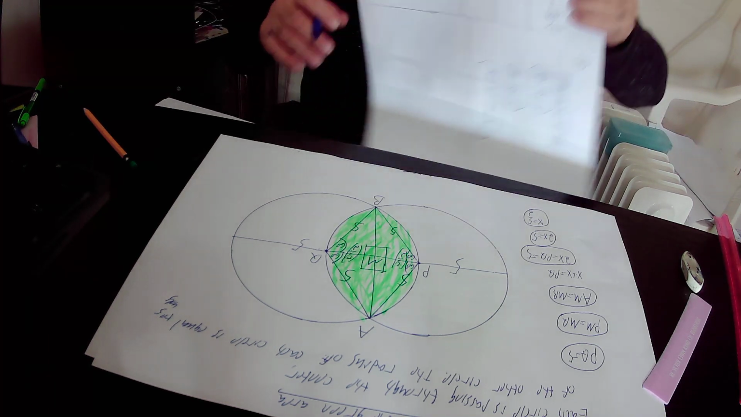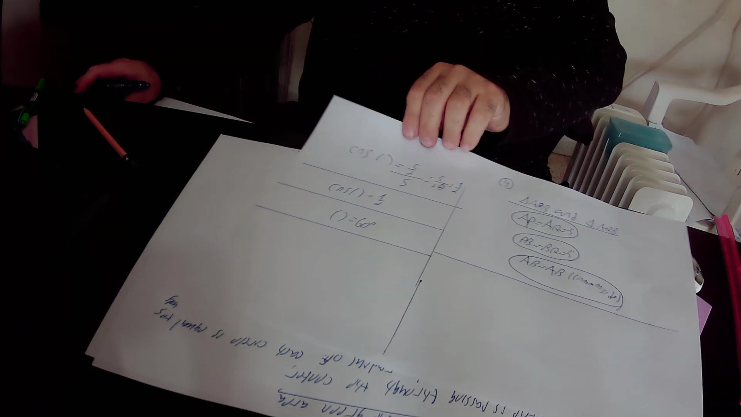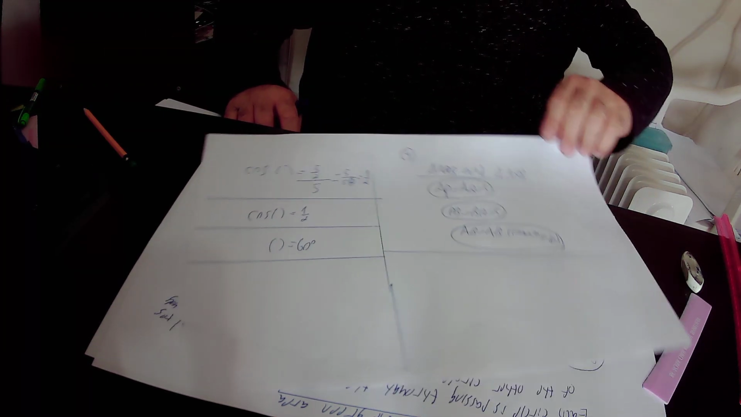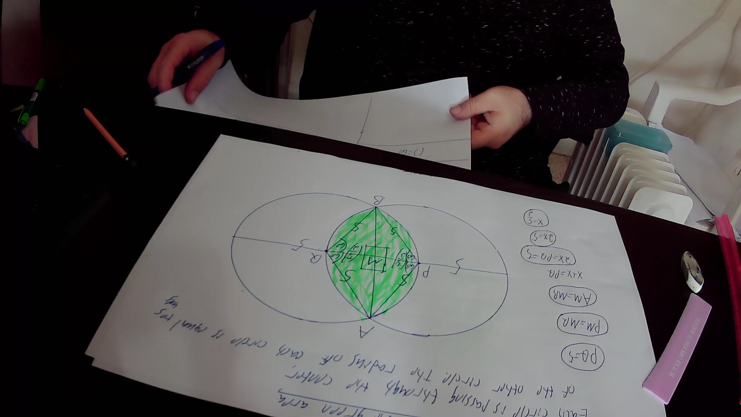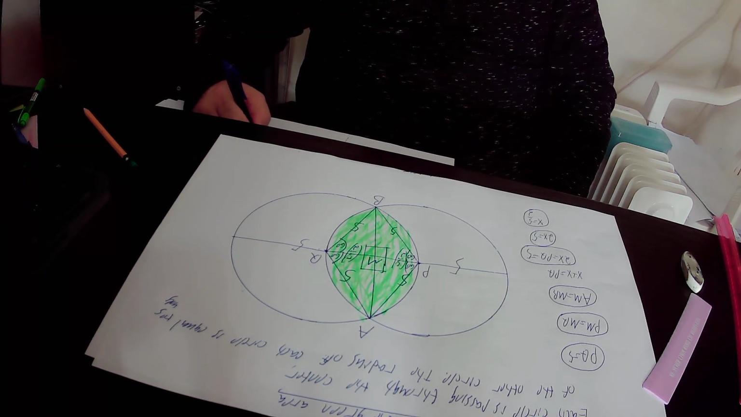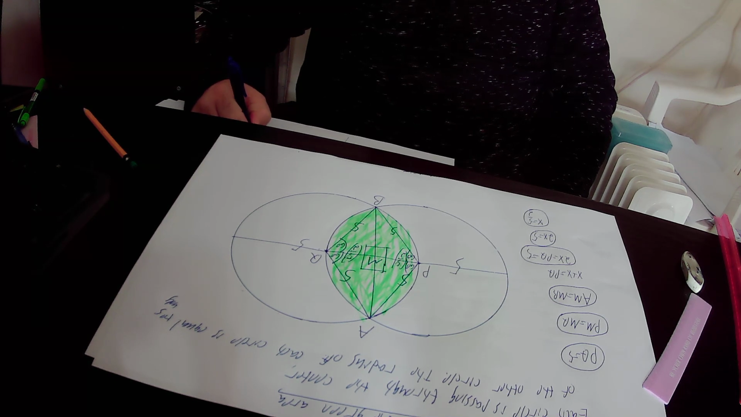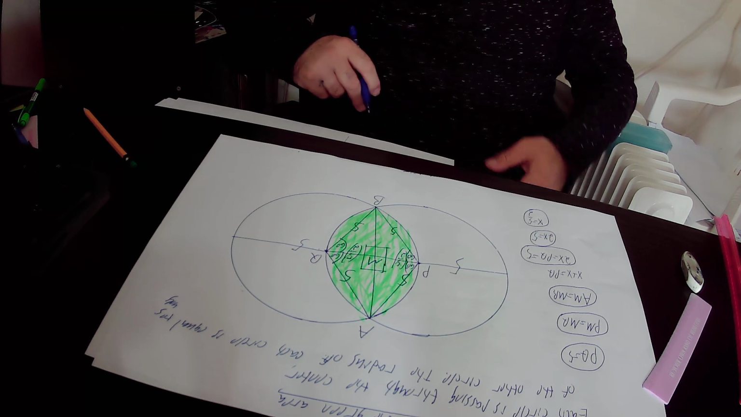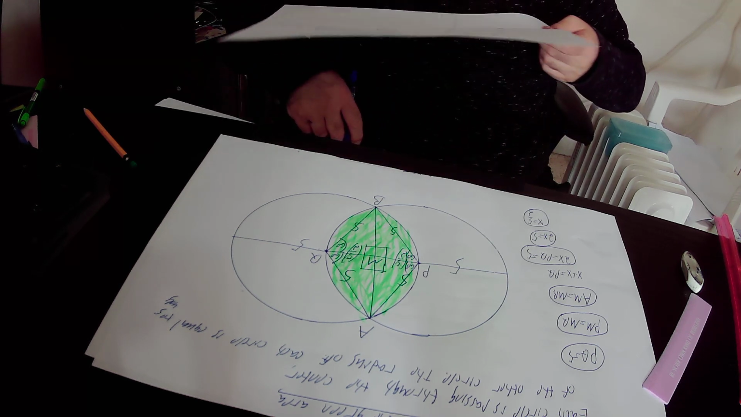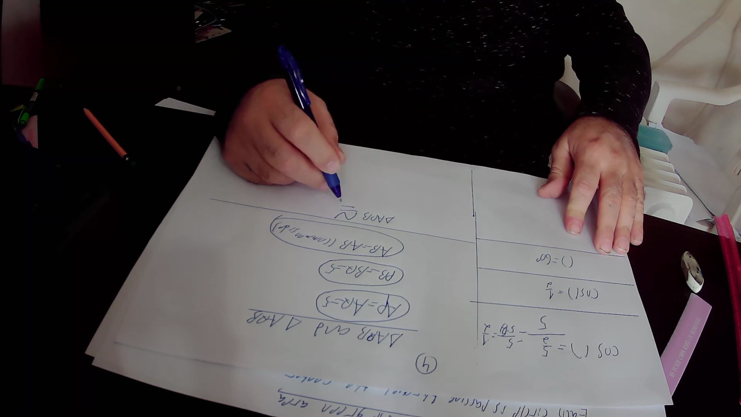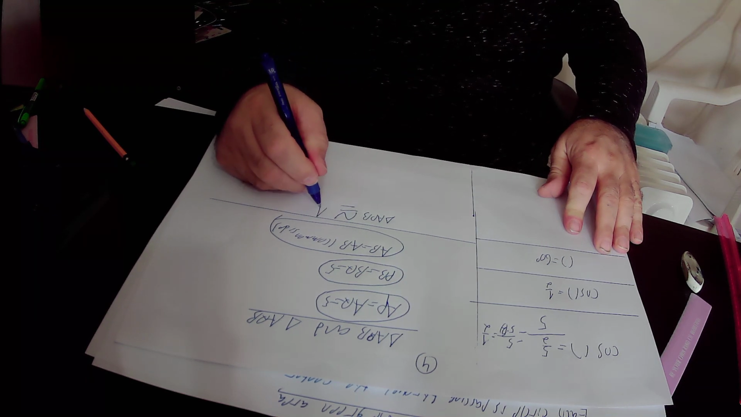I repeat again. AB equals AB is a common side that belongs to both triangles. So we actually proved that triangle APB is congruent to triangle AQB according to the side rule.